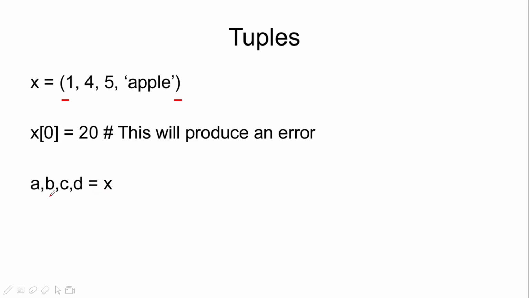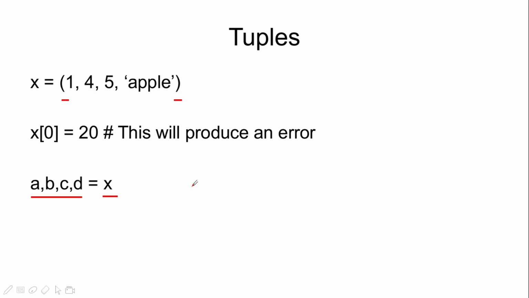This is called sequence unpacking. This will unpack a tuple to different variables. So A will equal 1, B will equal 4, C will equal 5, and D will equal apple respectively. We will discuss sequence unpacking later in this lecture.